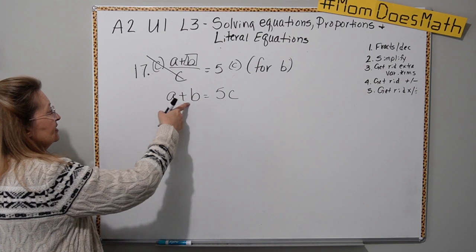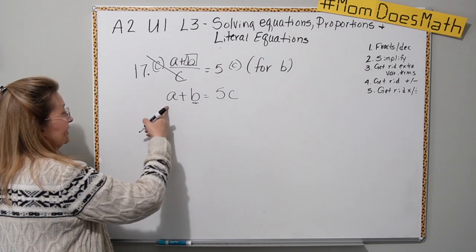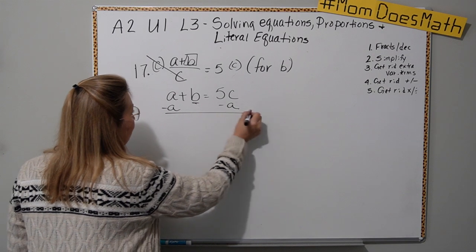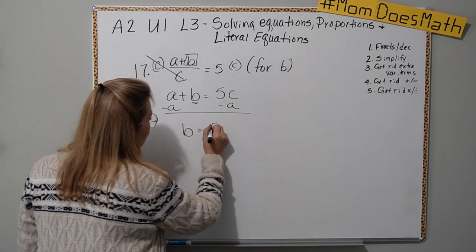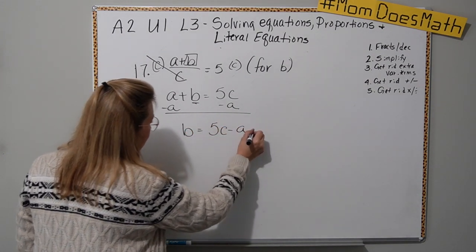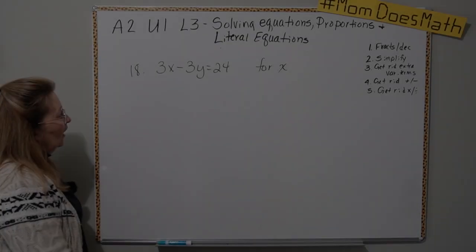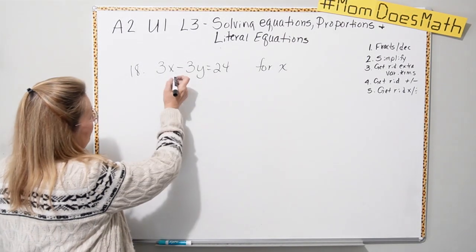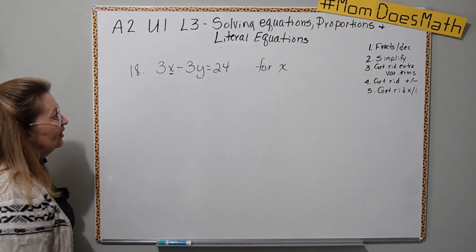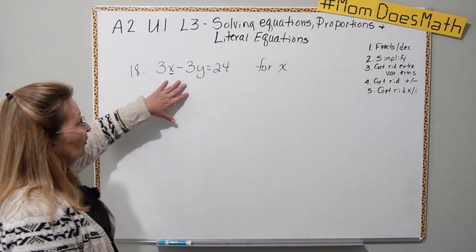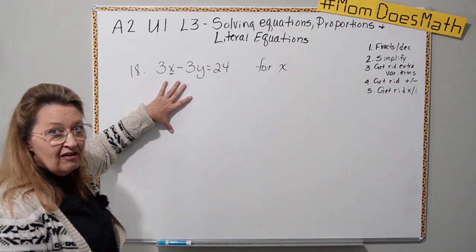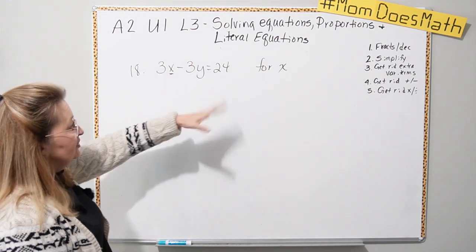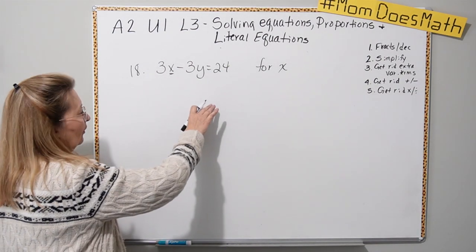All right, now what's attached to the B? That A is. So I'm going to subtract A from each side, and I get B is equal to 5C minus A. Okay, number 18, 3x minus 3y is equal to 24, and I want to solve that for x. Several different ways you could go about this. You could go ahead and get your greatest common factor out, and that kind of gets things away from the x, but I'm just going to do this the plain way, I guess.